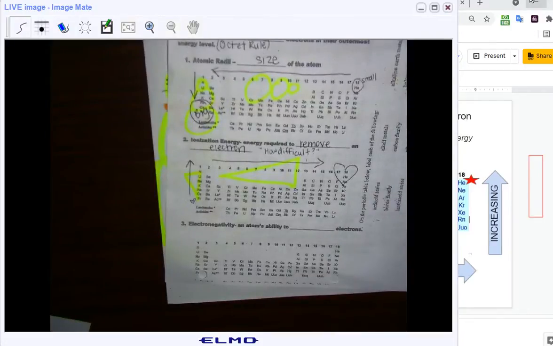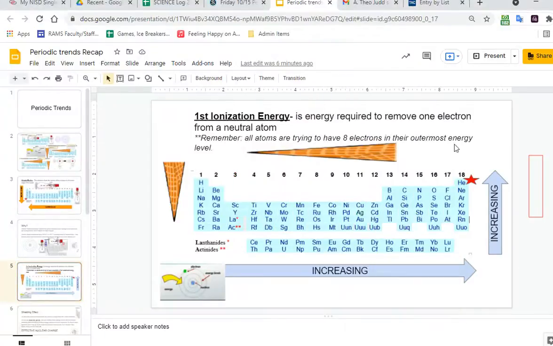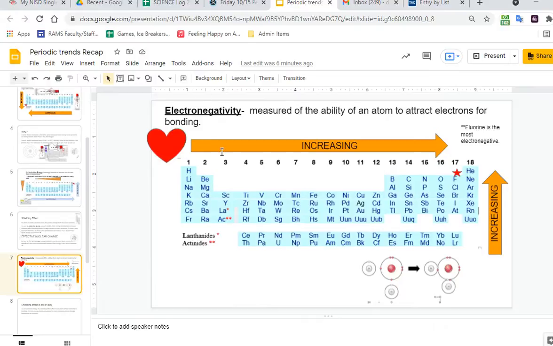Finish this up. Electronegativity. So electronegativity is the same trend, okay? It is still going to be our ice cream cone. Oh, we forgot to put the ice cream cone on here. So it is still the same ice cream cone, okay? Because it increases going that way and it increases going up. So, but here's the exception. Electronegativity is the measure of the ability of an atom to attract electrons for bonding.